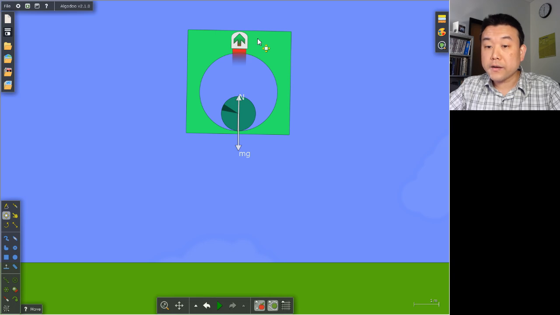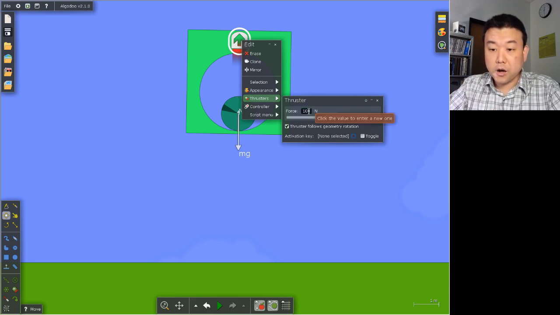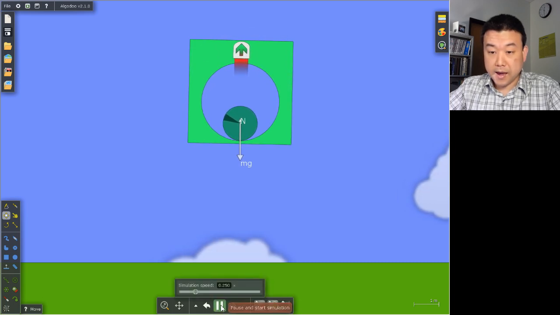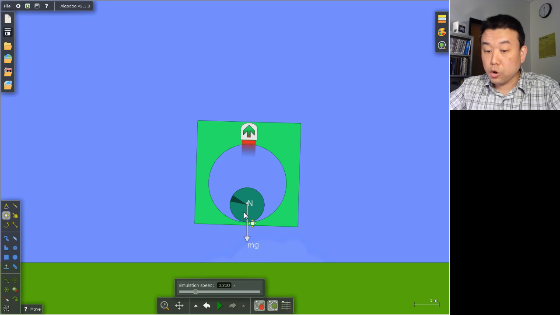Now, I am going to reduce the thrust so that there's less than the amount of force needed to let it hang. Let's say 100 newtons. So it'll be about 70 newtons short of what it needs to stay in the air. So it'll accelerate downward. As it accelerates downward, watch how the normal force is less than the weight.